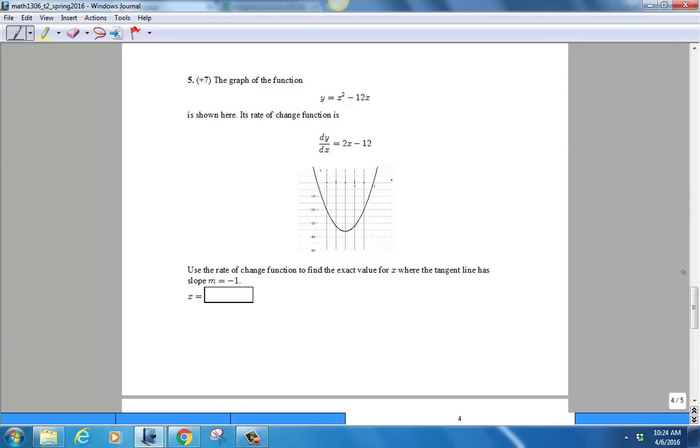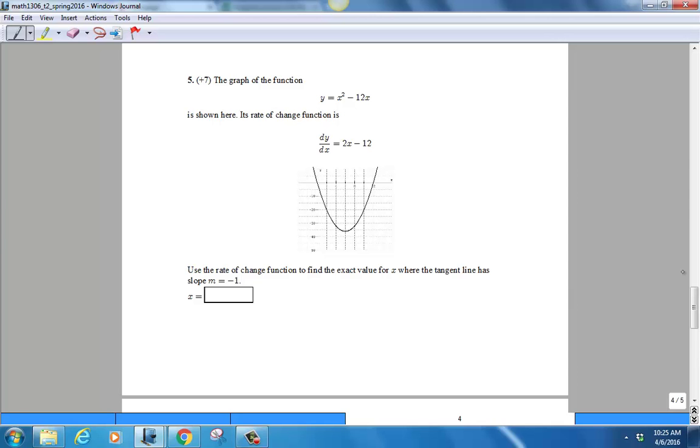The rate of change formula is 12x, and you can easily change it to x squared minus 12. And so it says use the rate of change function to find the exact value for x where the tangent line to this curve has slope minus 1. I'm not exactly sure where that would be yet on the curve. I can't really tell that from the graph.